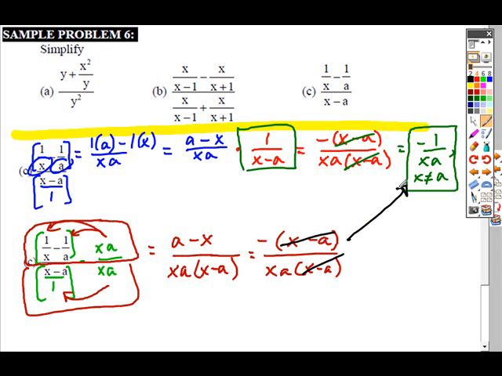Then, again, you do need to go back in and identify any domain restrictions. These actually show that they cancel out. You do need to check all the other restrictions possible throughout the problem itself. You see that x can't equal 0, and a can't equal 0. Both of those are shown in the simplified form.